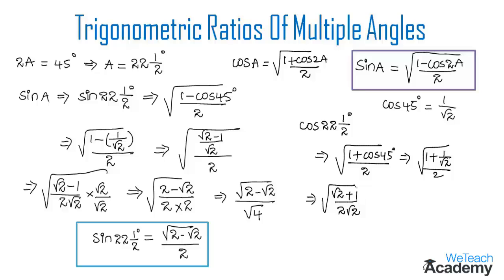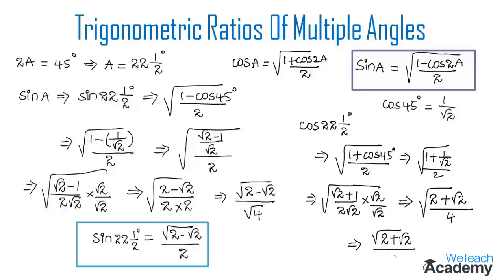Now let us multiply this by root 2 in the numerator as well as in the denominator. By multiplying, in the numerator root 2 into root 2 becomes 2, so we get 2 plus 1 into root 2, which is root 2, divided by 2 into 2 root 2 into root 2, which becomes 4. So we get under root (2 plus root 2) by the square root of 4, which is 2. So this is the value for cos 22.5 degrees.